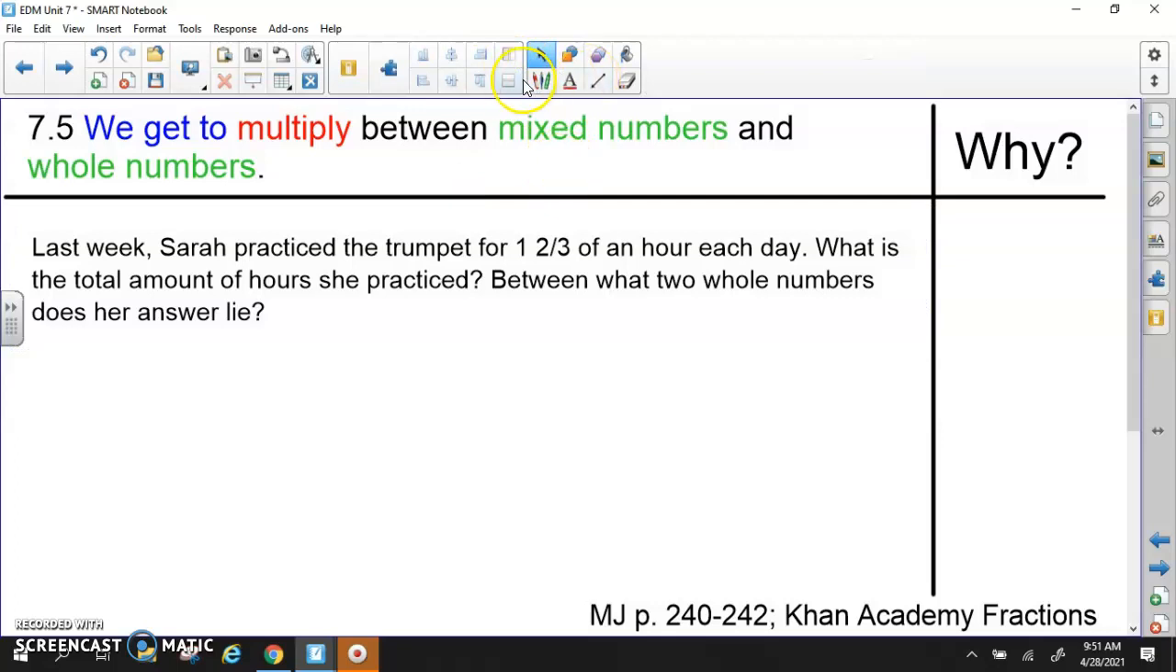A couple of things that I'm noticing here, just to be very clear on what's being asked, is when it says last week and each day, how many days are we talking about here? Yes, 7 full days, right? So that's our whole number, and our mixed number is 1 2/3, okay? Tell me the multiplication equation here.